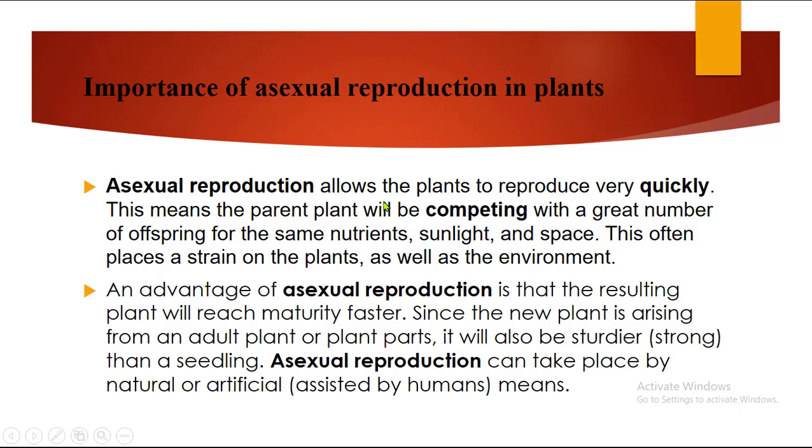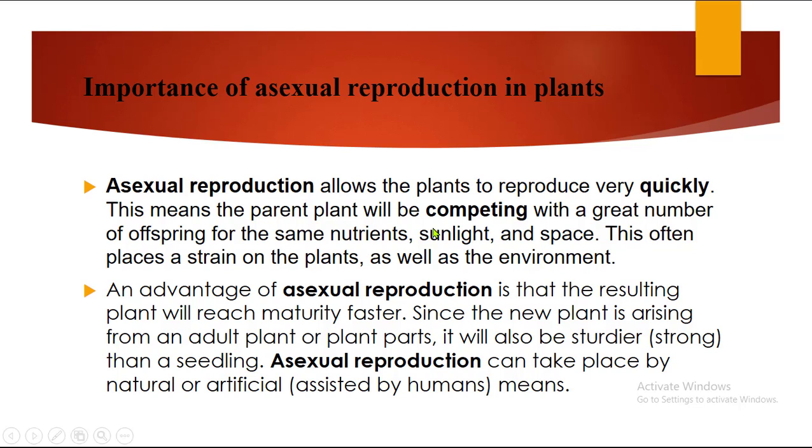Asexual reproduction allows the plants to reproduce very quickly. This is the importance. This means the parent plant will be competing with a great number of offspring for the same nutrients, sunlight and space. So this is a disadvantage. This often places a strain on the plants as well as the environment.